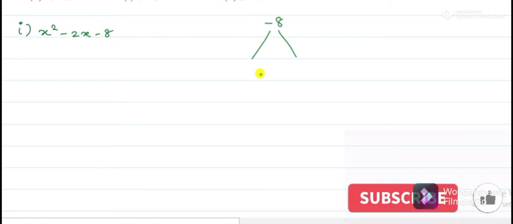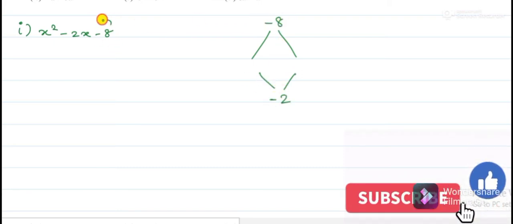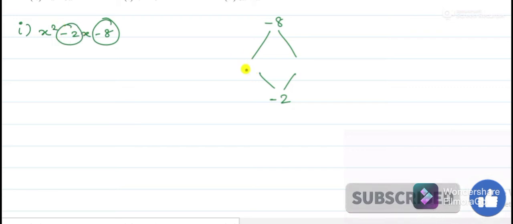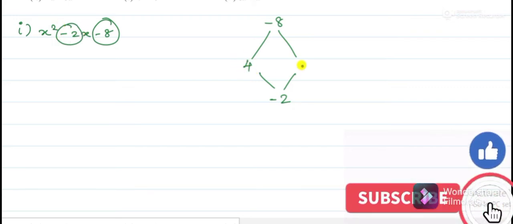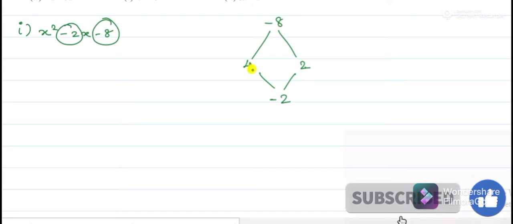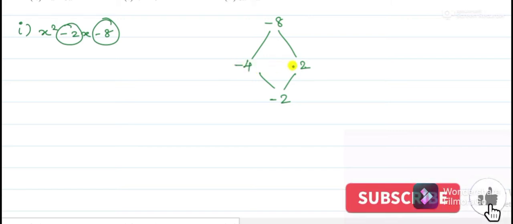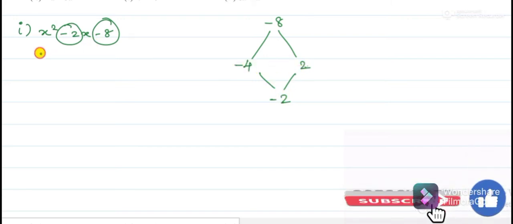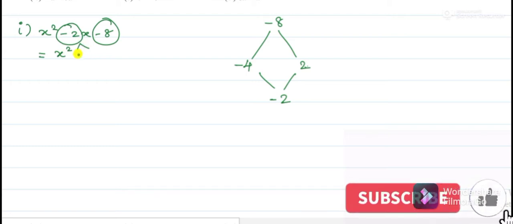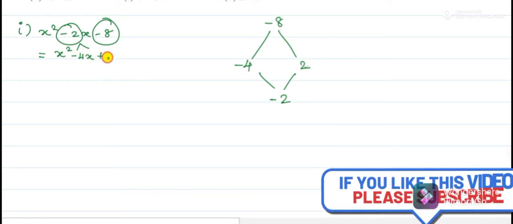Product of the zeros should be minus 8 and sum should be minus 2. So, find out the factors of minus 8. So it's 4 and 2. The bigger number takes a negative value. Minus 4 plus 2 will give you minus 2. So minus 2x is being split as minus 4x and plus 2x.